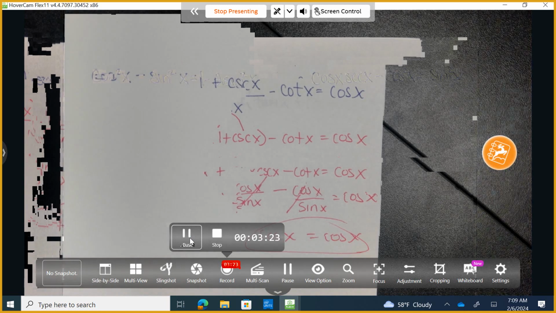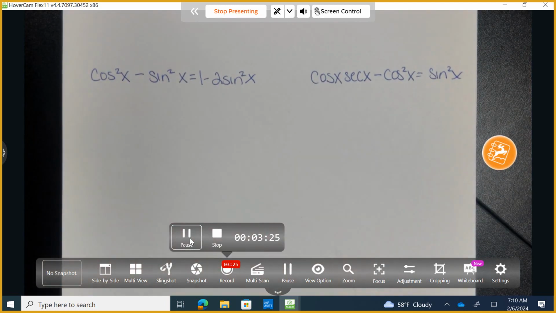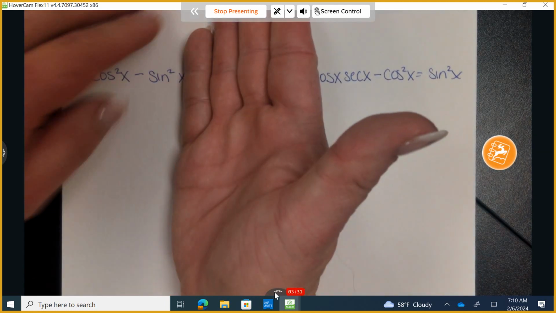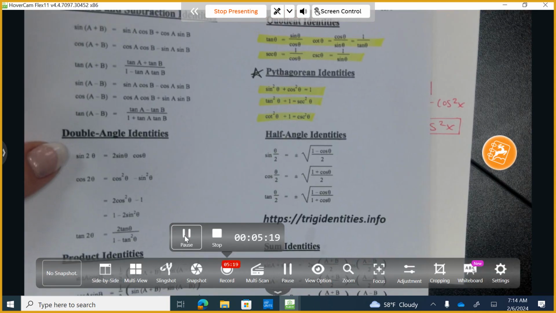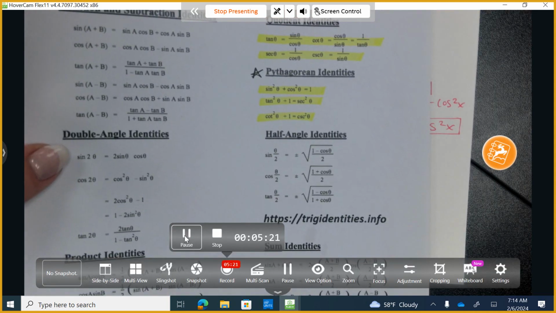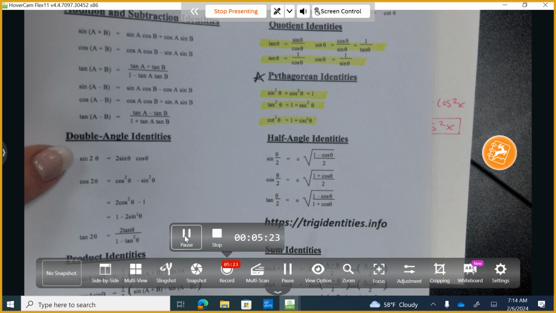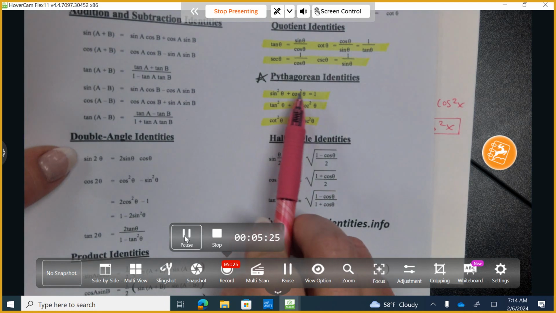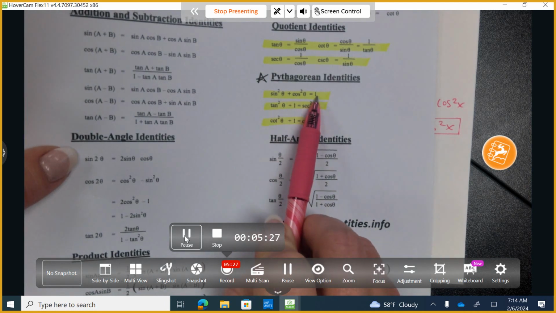Look right now at this next one. Now I can start on the left side or I can start on the right side, but I have to stay within that column. I initially made a mistake in number 3, and I am going to omit that from this video, but I see sine squared plus cosine squared equals 1. That's the most common one.